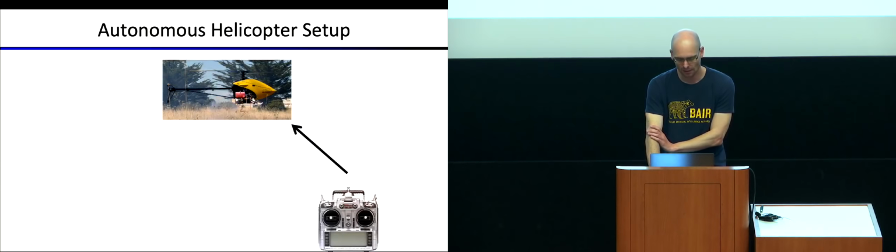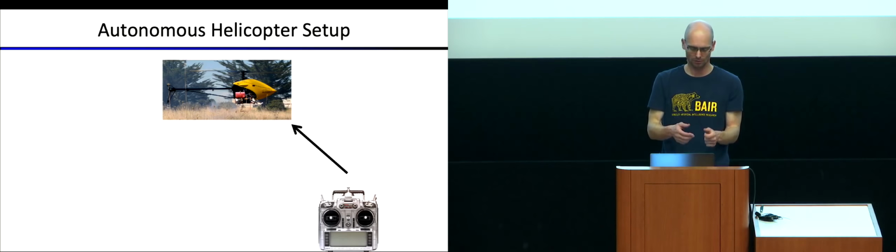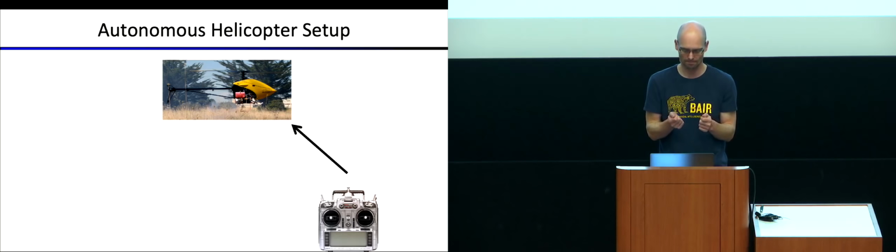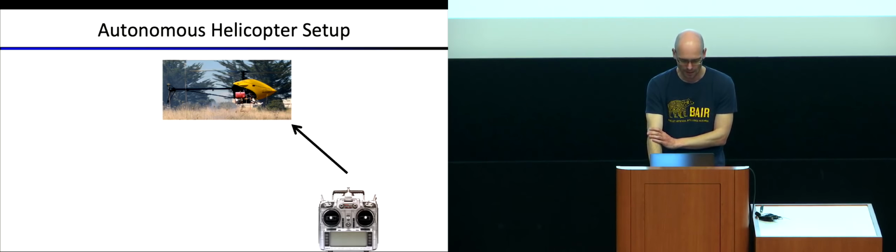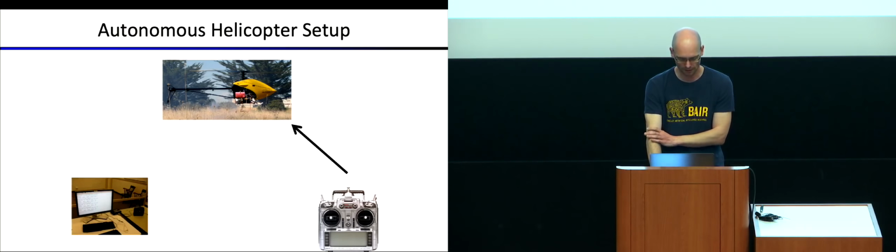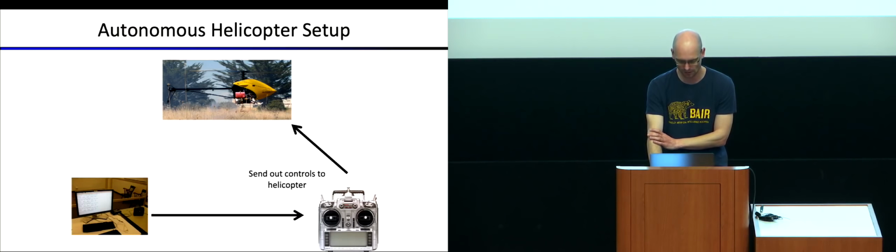So, what do you get to send to a helicopter? Typically, you have a remote control, which has two joysticks. You send controls from that to the helicopter. Then helicopter might listen to those, but you need to decide what to send. So you might have a computer that does some kind of calculation that feeds into the back of this remote control to send things out.